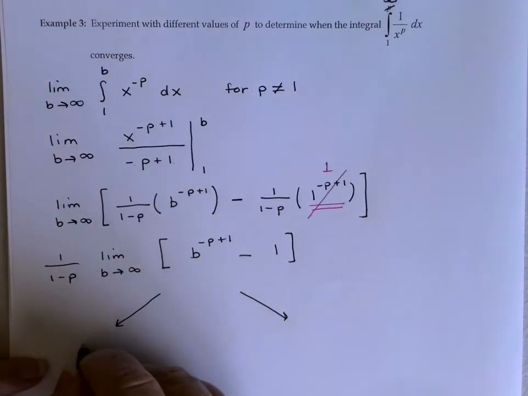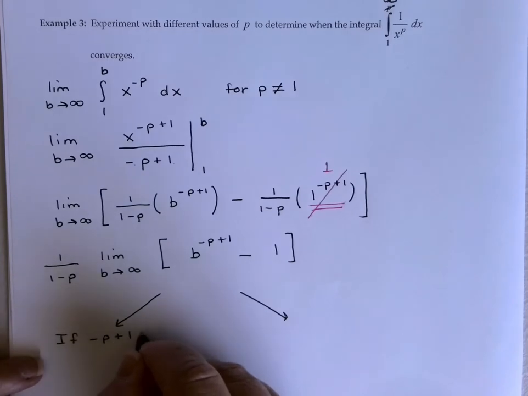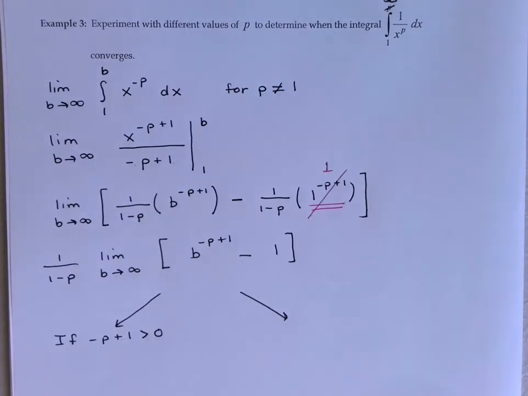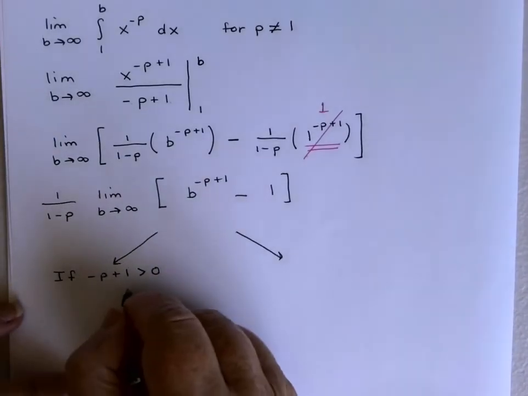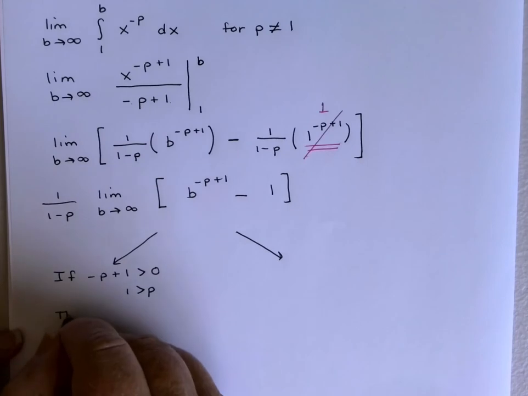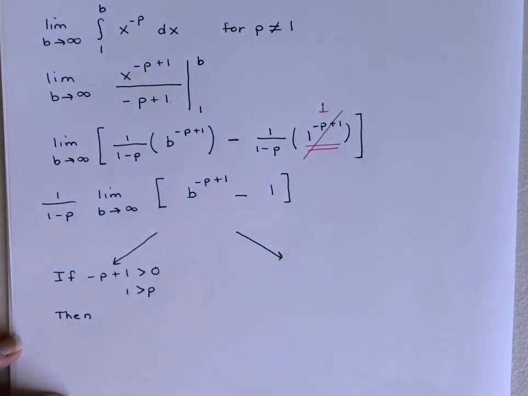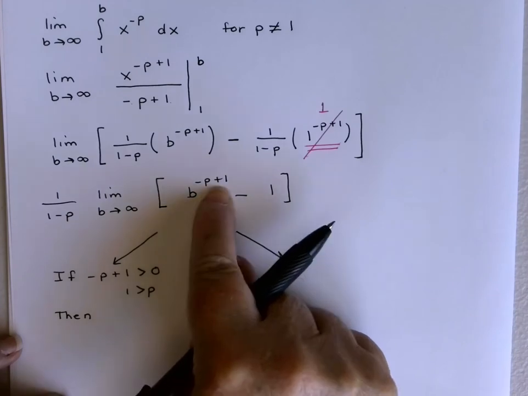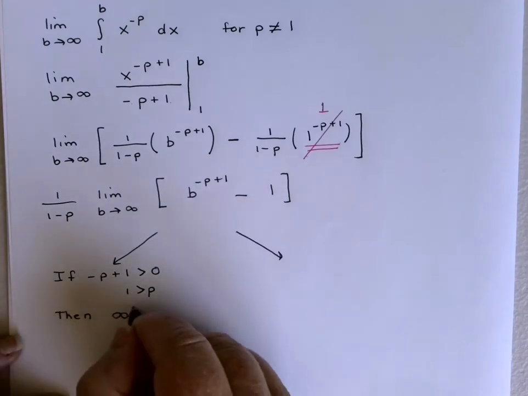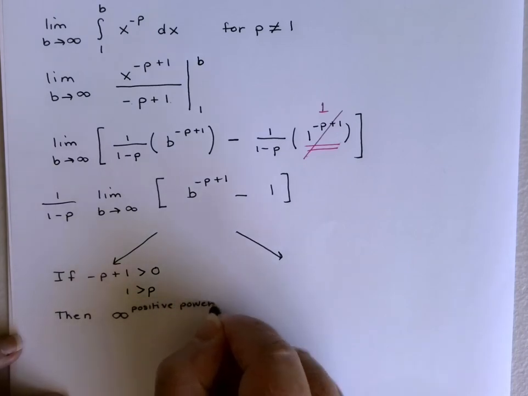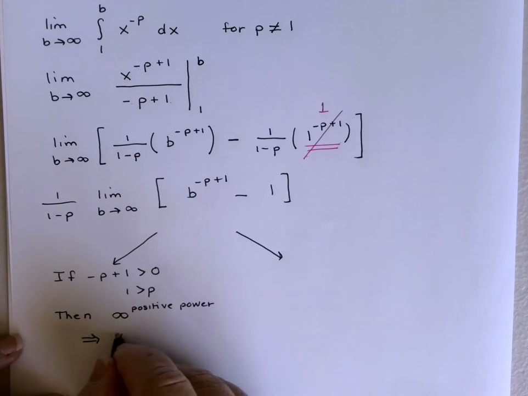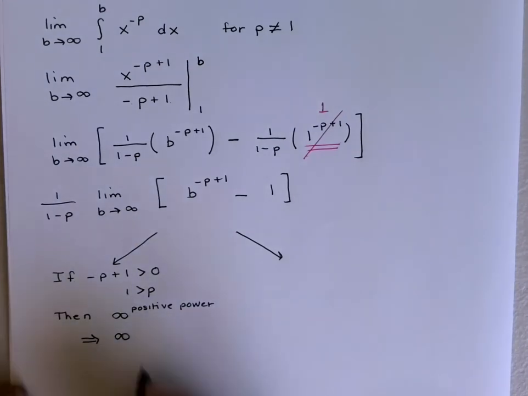So, first of all, let's say if the exponent, minus p plus 1, is greater than 0, or in other words, if 1 is greater than p, then I would have a positive exponent and infinity with a positive power is still infinity, and this diverges.